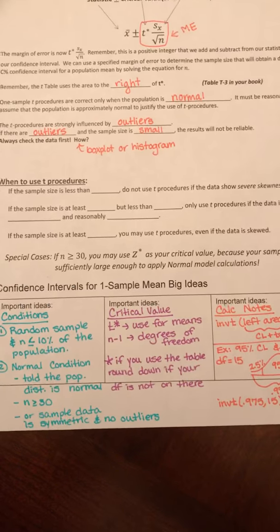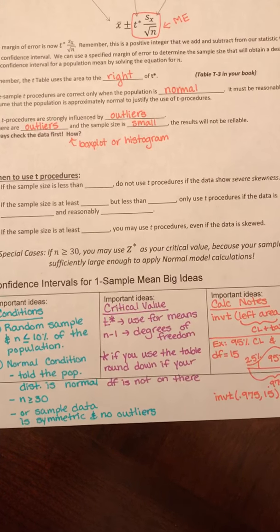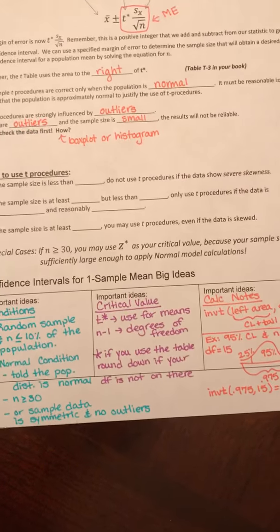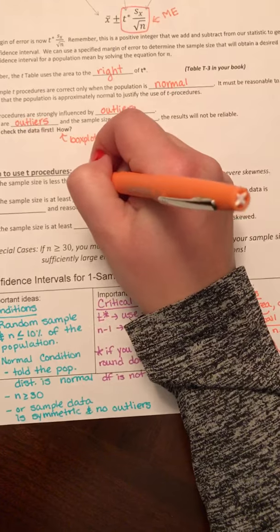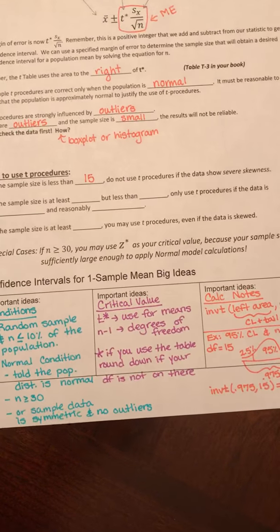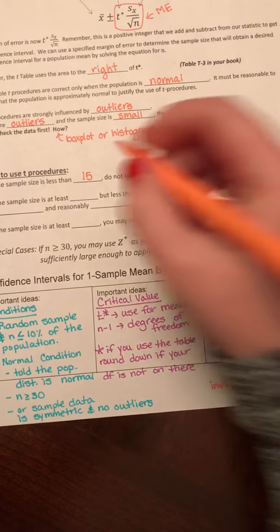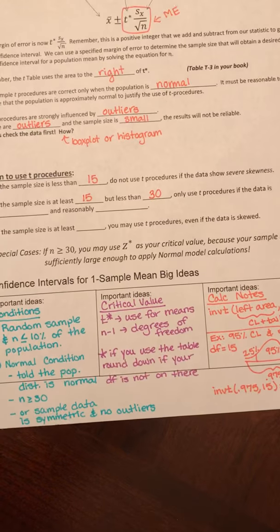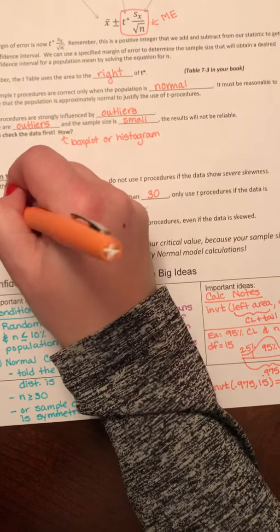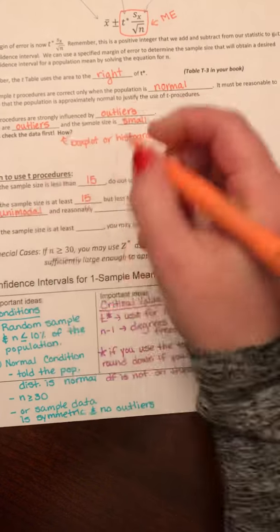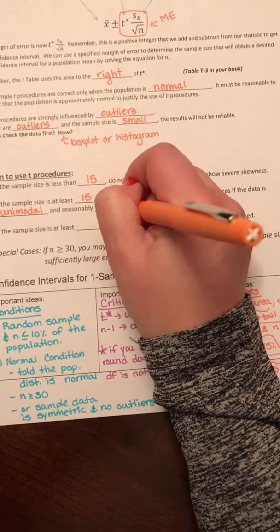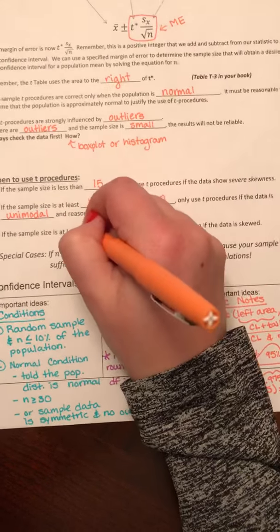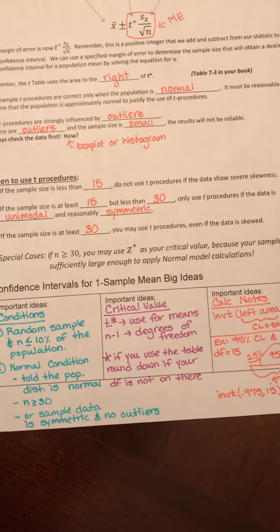Okay, so when to use the T procedure. So what to check in your assumptions and conditions to make sure you can continue with the do part of your state plan do conclude. If your sample size is less than 15, do not use T if the data is severely skewed. If it's at least 15 but less than 30, only use T procedures if the data is unimodal and reasonably symmetric. If your sample size is at least 30, you can use T even if your data is skewed.